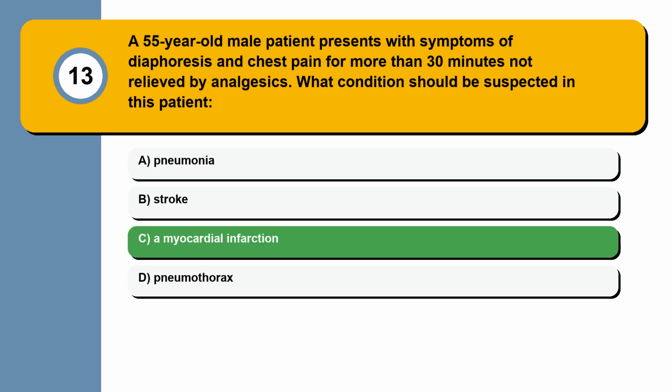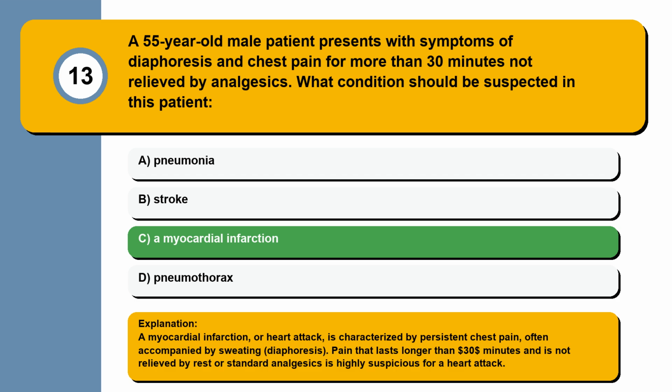A myocardial infarction. Explanation. A myocardial infarction, or heart attack, is characterized by persistent chest pain, often accompanied by sweating, diaphoresis. Pain that lasts longer than 30 minutes and is not relieved by rest or standard analgesics is highly suspicious for a heart attack.